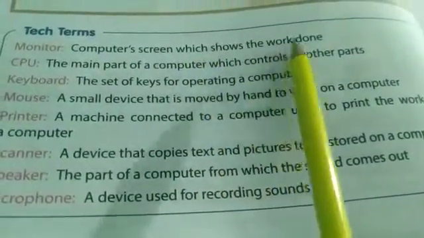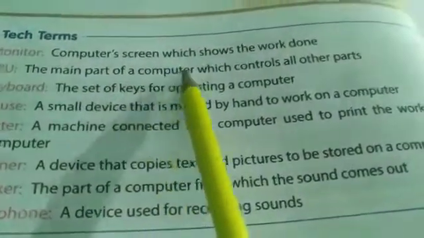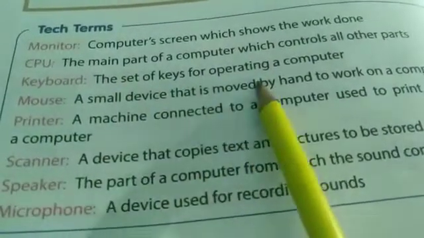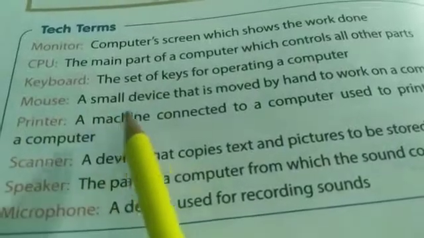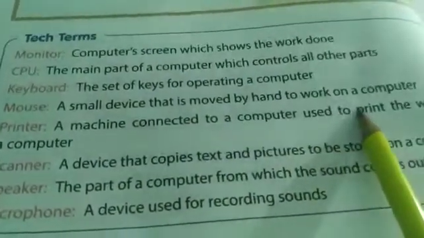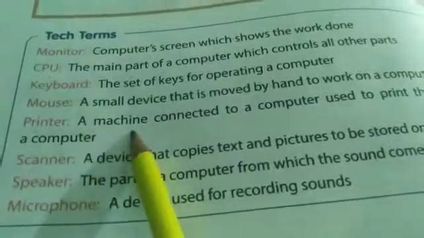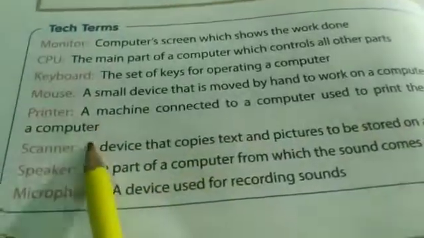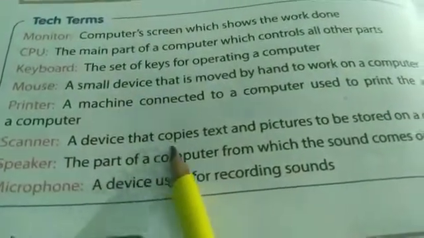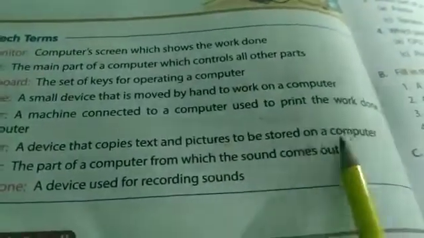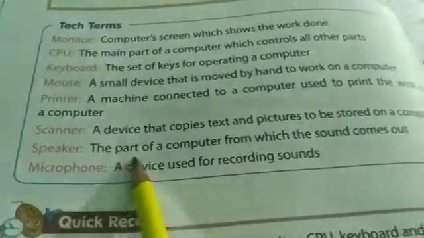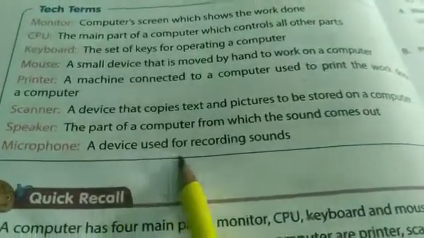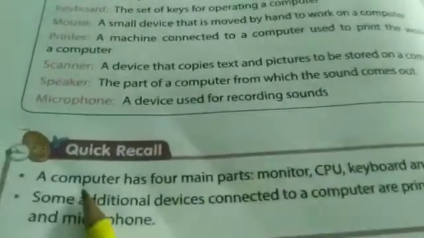Now tech terms. Monitor, the computer screen which shows the work done. CPU, the main part of the computer which controls all other parts. Keyboard, the set of keys for operating a computer. Mouse, a small device that is moved by hand to work on a computer. Printer, a machine connected to a computer used to print the work done on a computer. Scanner, a device that copies text and pictures to be stored on a computer. Speaker, the part of a computer from which the sound comes out. Microphone, a device used for recording sounds.